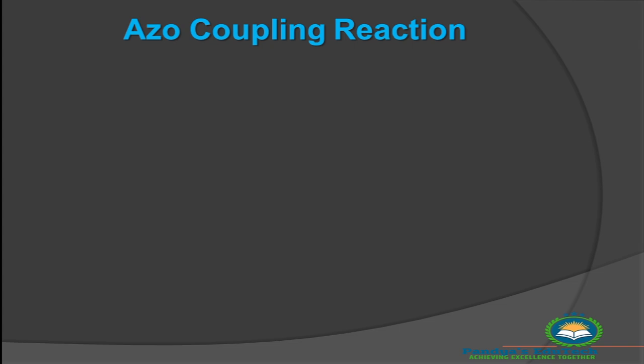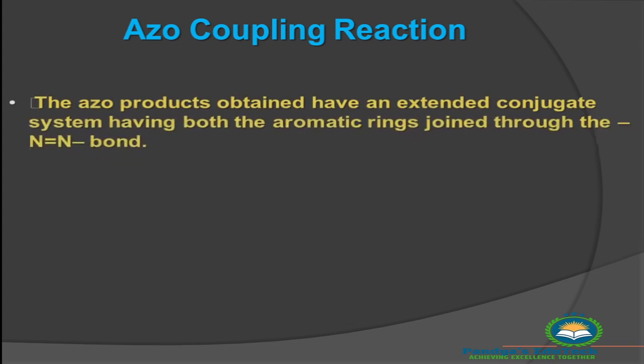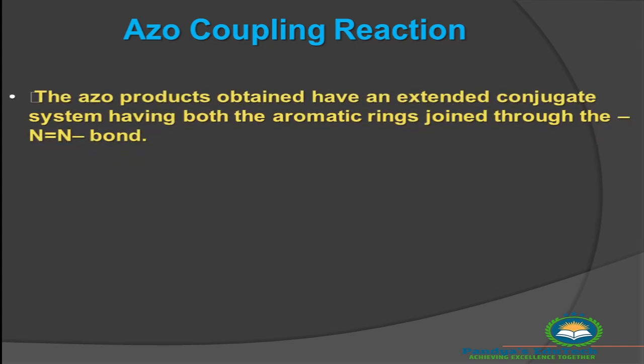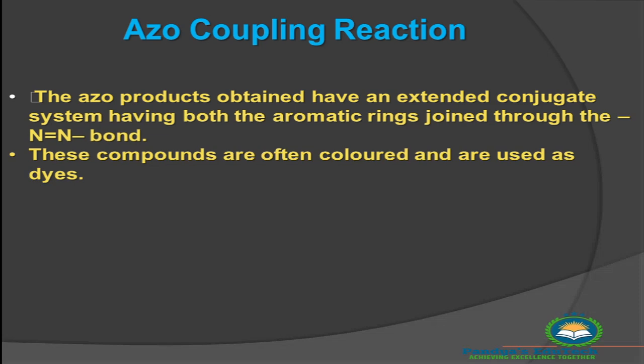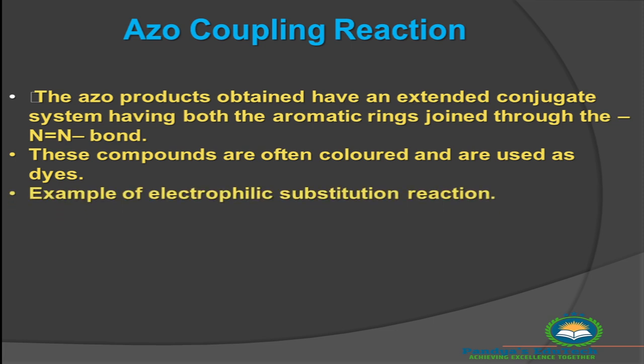Fifth, azo coupling reaction. The azo products obtained have an extended conjugated system having both the aromatic rings joined through the nitrogen-nitrogen double bond. These compounds are often colored and are used as dyes. It is an example of an electrophilic substitution reaction.